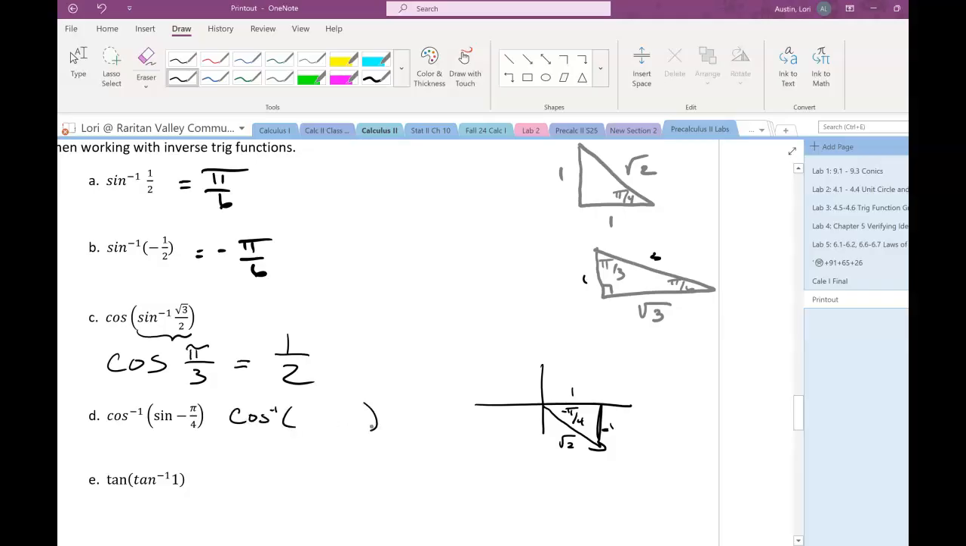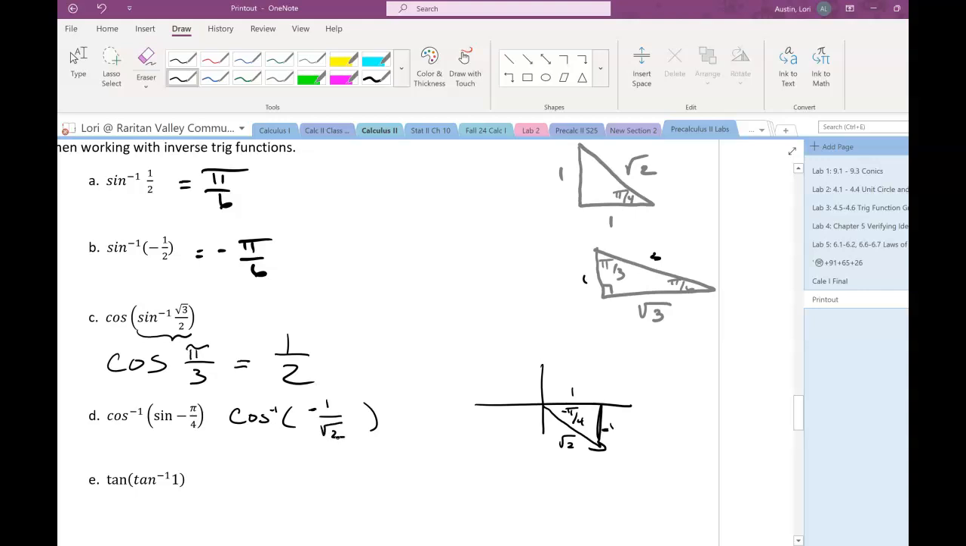So we're just doing a regular sine of negative pi over 4. We're using negative pi over 4, putting it on the graph, using our basic triangles to get the sine of it. We're not doing any inverses because it doesn't say inverse. It just says sine of negative pi over 4. So sine of negative pi over 4 is -1 over square root of 2. We'll just leave it like that for now.